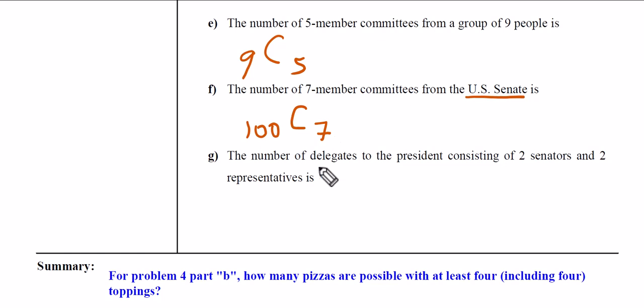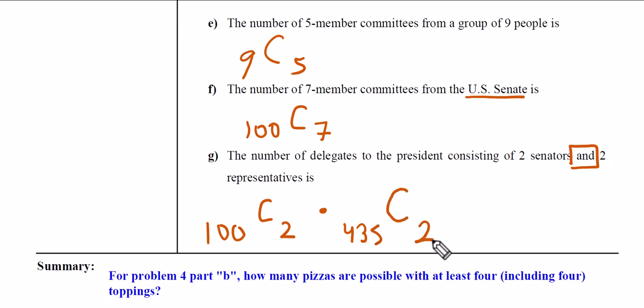G, the number of delegates to the president consists of 2 senators and 2 representatives. So that's 100 senators. We're going to choose 2 of them randomly. And means multiply. Sorry. And 2 representatives. There were 435 members of the House of Representatives. We're going to pick 2. And then, of course, you could put this in a calculator, see what it comes out to be.